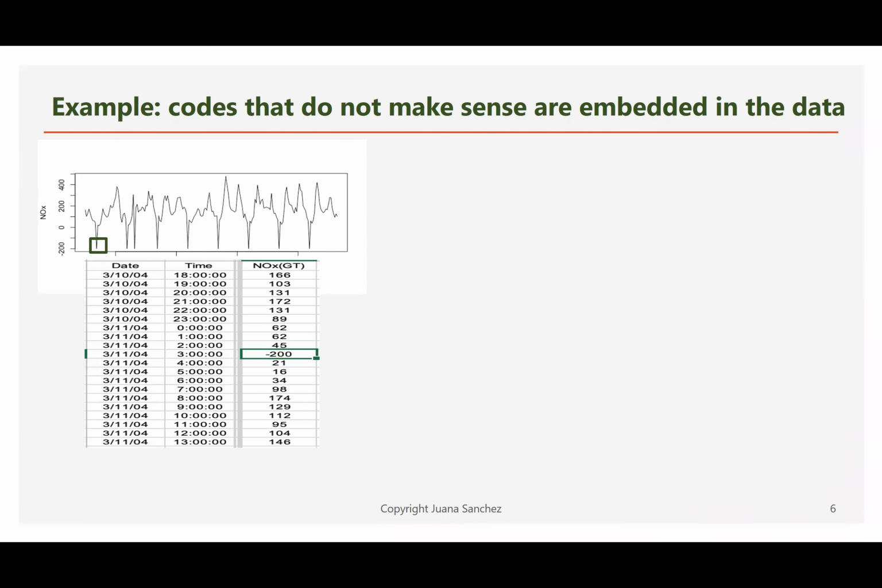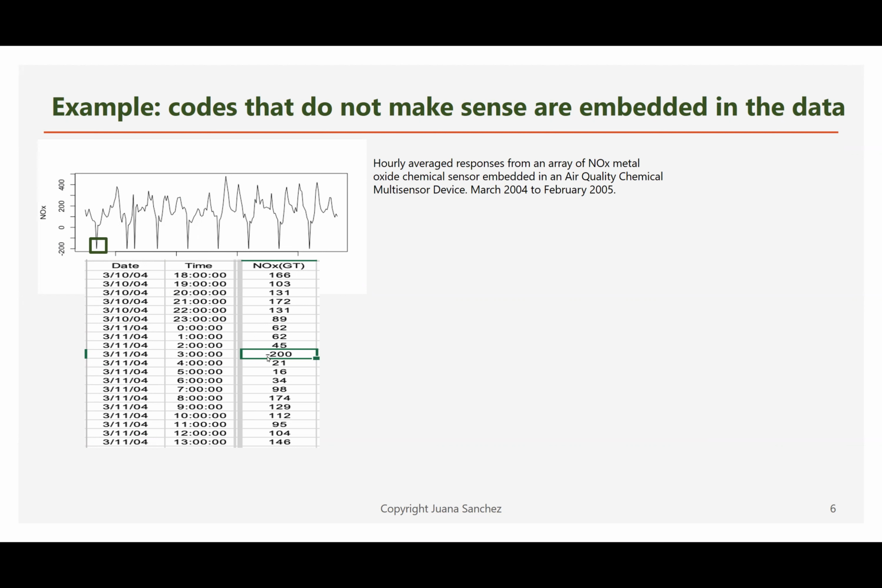Another example is when we have codes that do not make sense and they are embedded in the data and the software thinks they are data. Here is an example. Here we have hourly average responses from an array of NOx metal oxide chemical sensors embedded in an air quality chemical multi-sensor device. So this is sensor data.